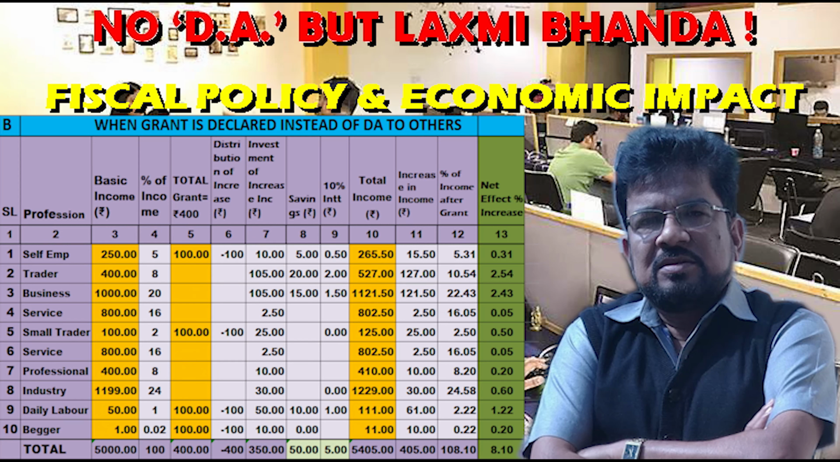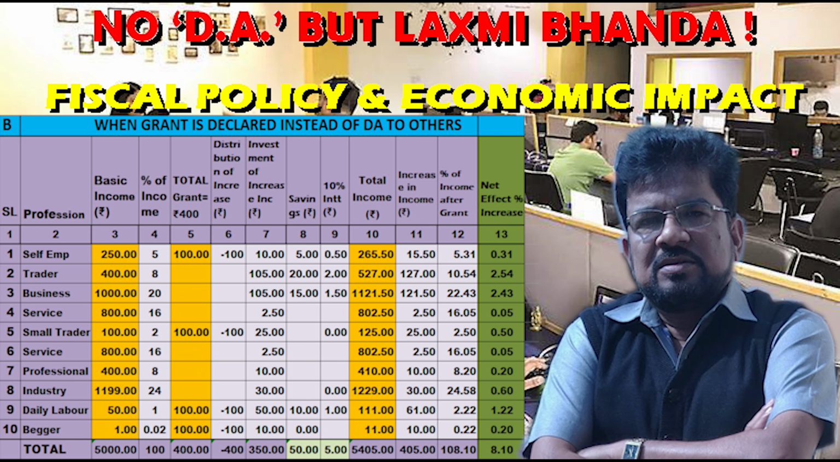Is that clear? So our stakeholders or the groups are also 10 here. The basic income before declaration of grant is 5,000, the same, and the distribution of income is also the same as shown in the earlier chart. Now you see in column 5, DA is not declared, and serviceman 4 and serviceman 6 have not received any DA. Instead, the self-employed person has received 100 grant from government. Small traders have received 100 grant from government. The daily labor received grant 100 and the beggar received grant 100.